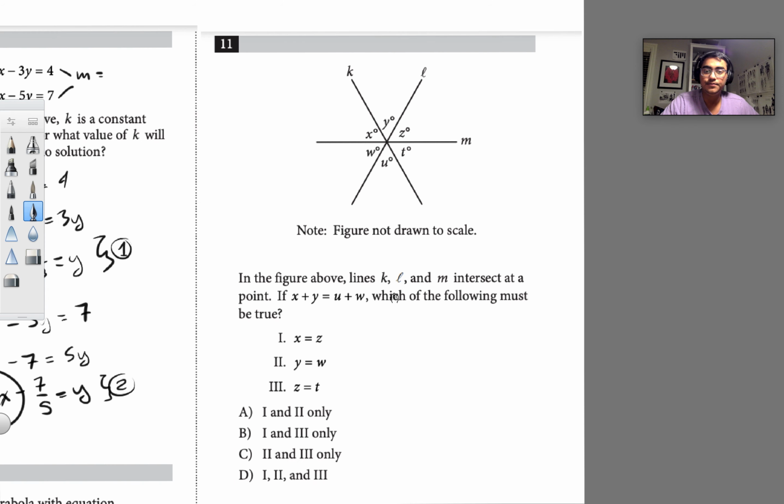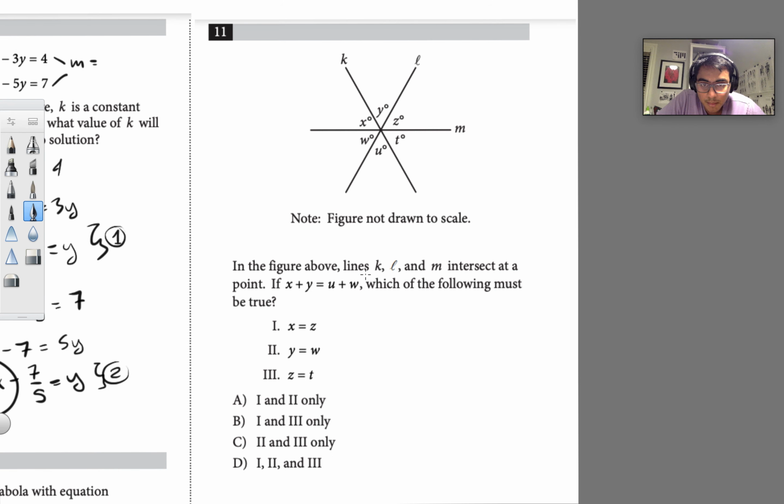Last question. In the figure above, lines K, L, and M intersect at a point. If x plus y is equal to u plus w, which of the following must be true?